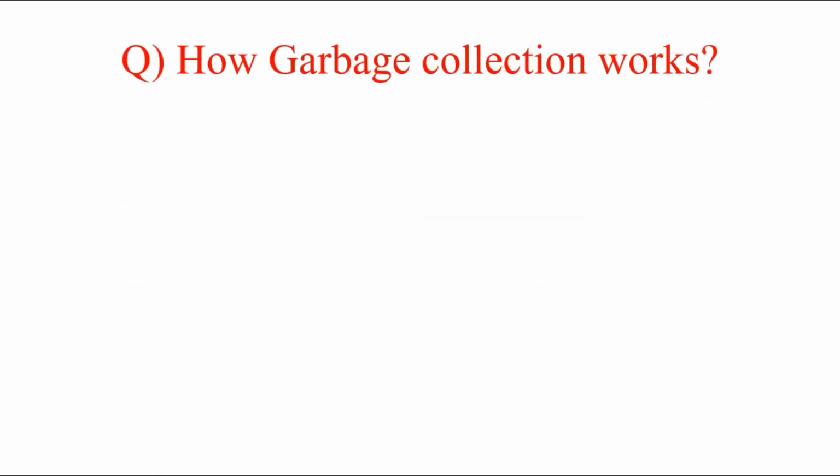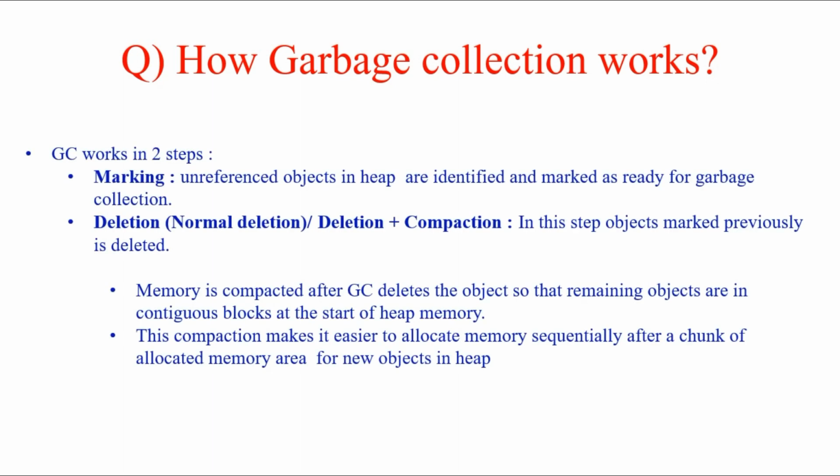The very first question that the interviewer may ask you is how garbage collection actually works. Garbage collection works in two steps. The first step is marking. Whenever you have a heap area and garbage collection is working on it, the first step is that all the unreferenced objects in the heap are identified, that is, objects which are not used or referenced by your program. Say if you have made a reference null, those are unreferenced objects. They are identified and marked as ready for garbage collection.